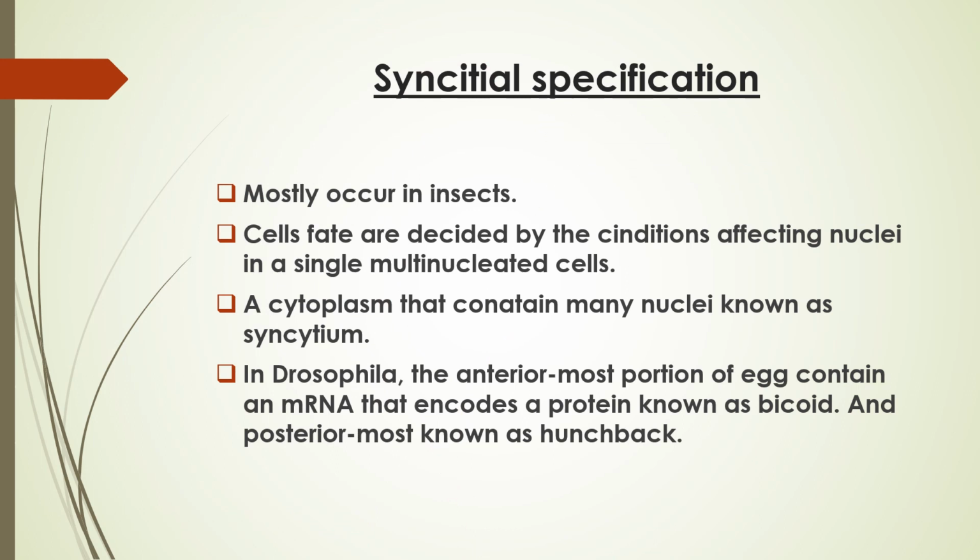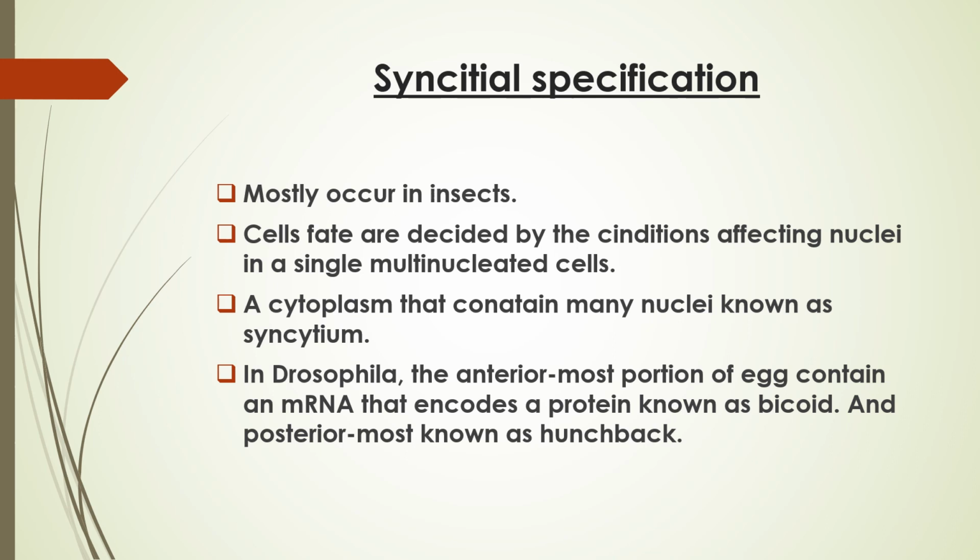And the third one is known as syncytial specification. It mostly occurs in insects. In this case, cell fates are decided by conditions affecting nuclei in a single multinucleated cell. So the cell fates are decided by the nuclei present in the cytoplasm. A cytoplasm that contains many nuclei is known as a syncytium.